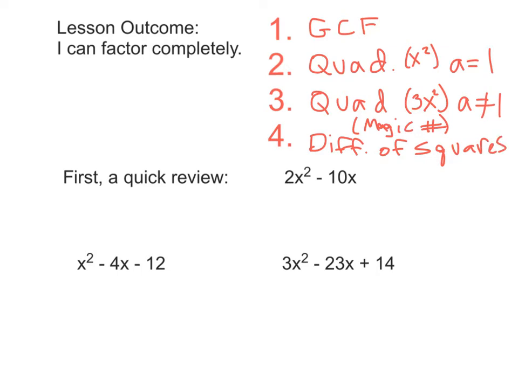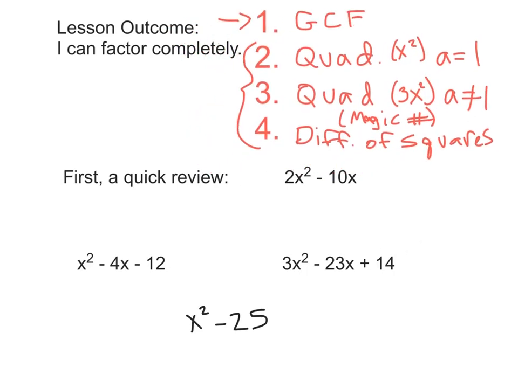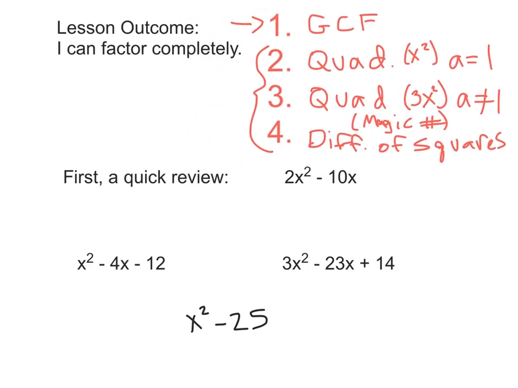Now, factoring completely means that we are going to have problems where we'll need to factor out a GCF first and then follow that with one of our other 3 factoring methods. So it means that there might be 2 different factoring steps to complete. So if you look at the problems that are listed below, and I just added one, if you look at this, that should look familiar.